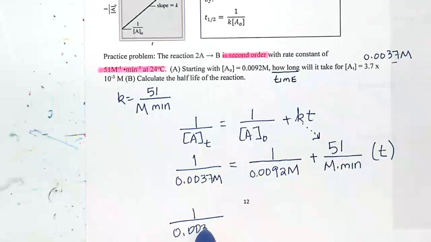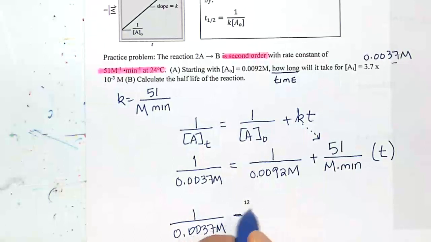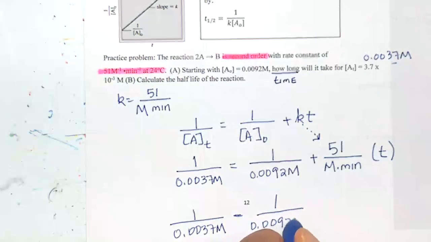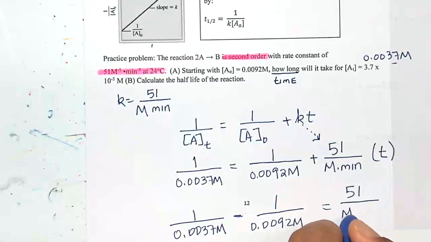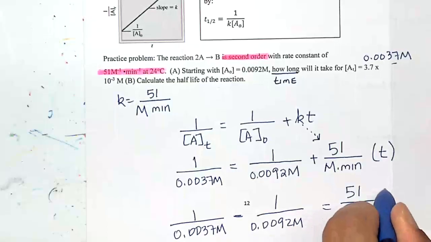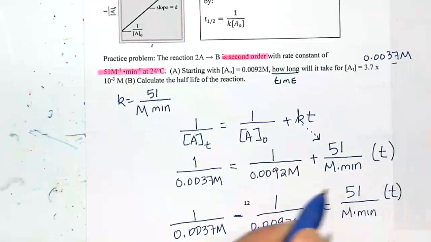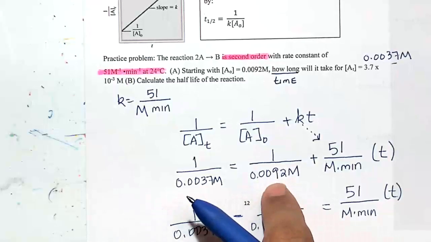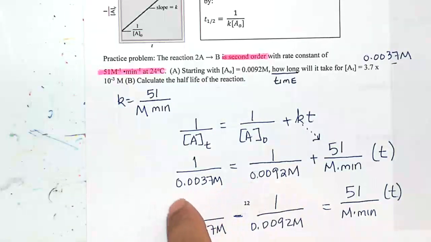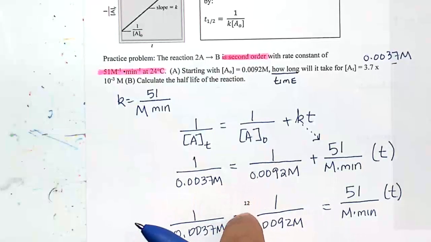Over 0.0037 M minus 1 divided by 0.0092 M equals 51 divided by M times minutes times t. Okay, everyone okay with this math? 1 over that, I move this to the other side. 1 over 0.0037 minus 1 over 0.0092.